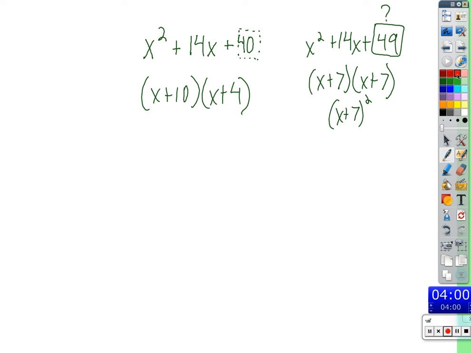To help continue to answer that question, let's try x squared plus 20x plus, that number would have to go there, so it factors to two identical factors. Would it be 100? Yeah, it would be 100. Okay. How would it factor?